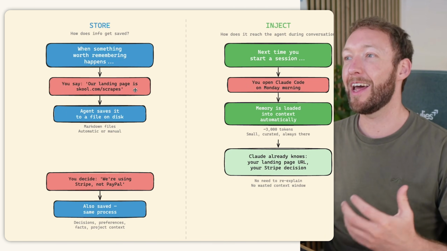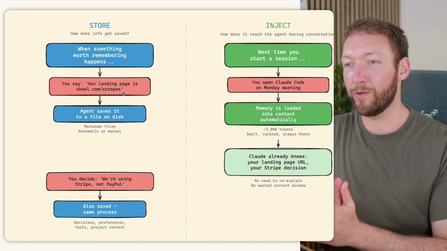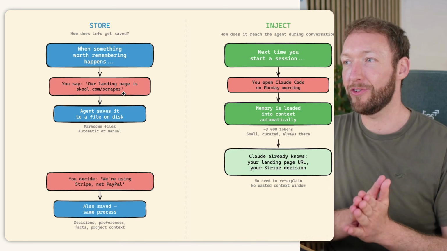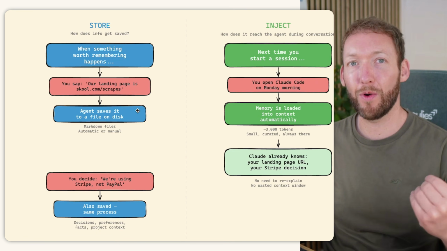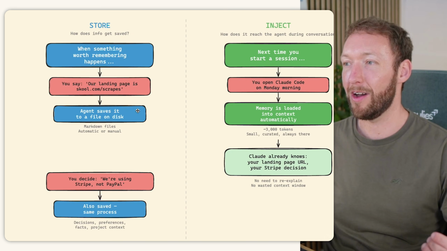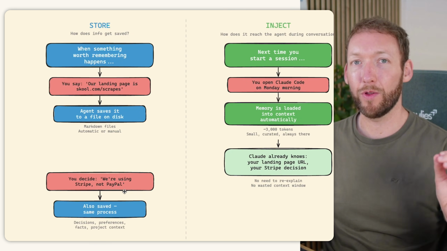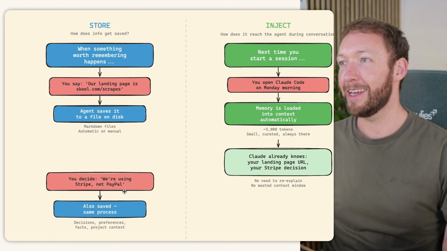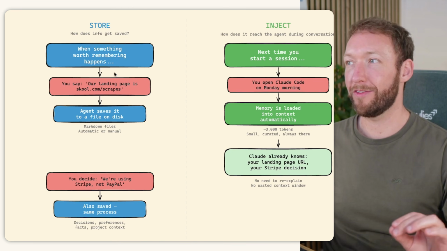So you might say our landing page is school.com/scrapes, and you want Claude to always remember that information. So in some way, we want the agent to actually go away and save that. And we want that to be consistent and reliable. Or a decision like we're using Stripe, not PayPal. Same thing. You want that to be saved into the memory and then retrieved at a later date. So we want to understand how does information get saved with all these different memory systems.